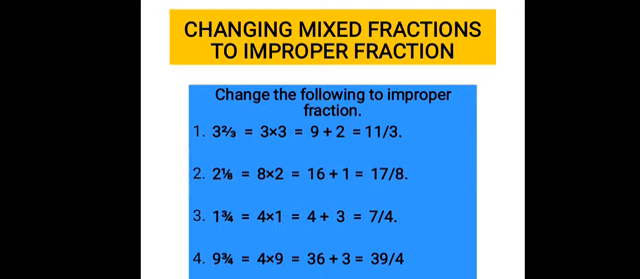Now the fourth example. Change 9 whole number 3/4 to improper fraction. So 9 times 4, 4 times 9 will give you 36. 36 plus the numerator will give you 39 all over 4.